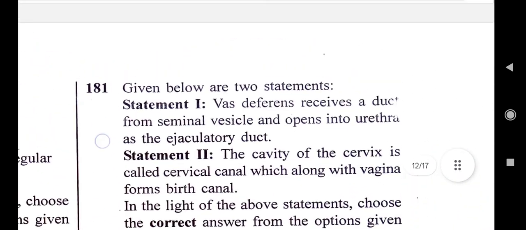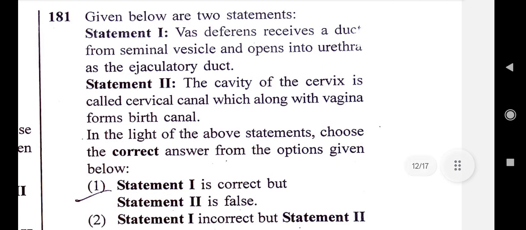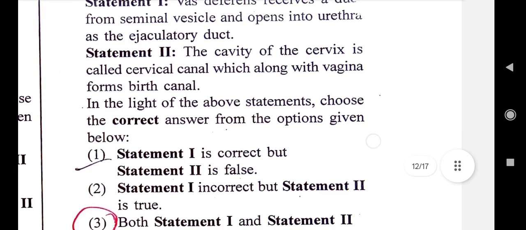Let's see question number 181. Given below are two statements. Statement 1, vas deferens receives a duct from seminal vesicle and opens into urethra as the ejaculatory duct. Statement 2, the cavity of the cervix is called cervical canal, which along with vagina forms birth canal. In the light of the above statements, choose the correct answer from the options given below.